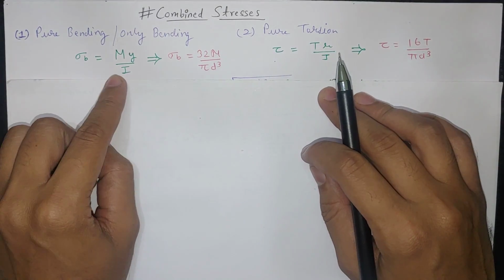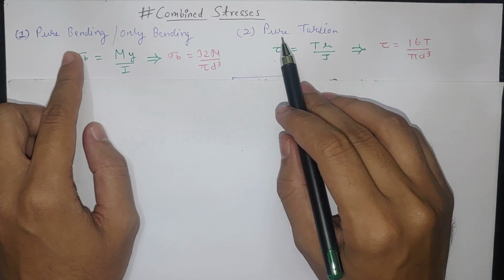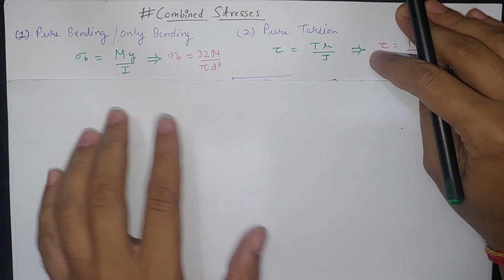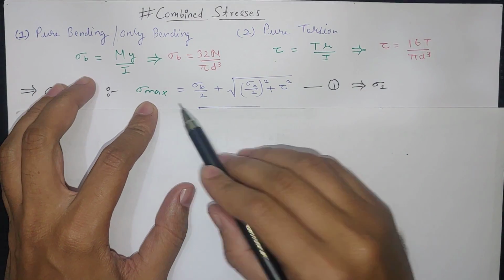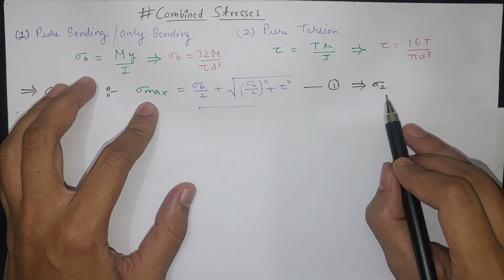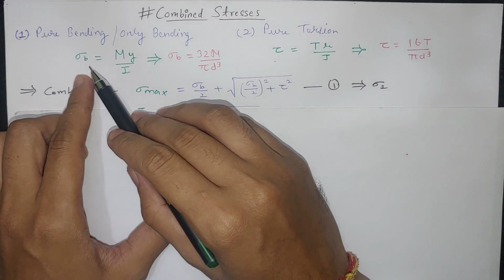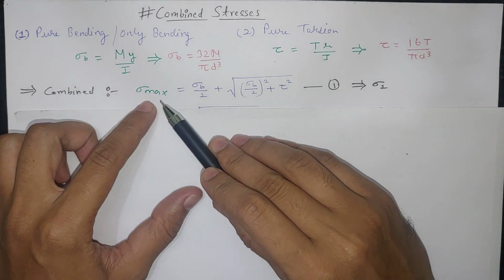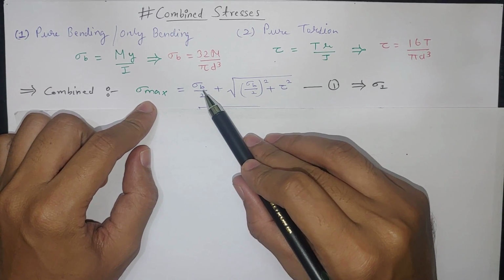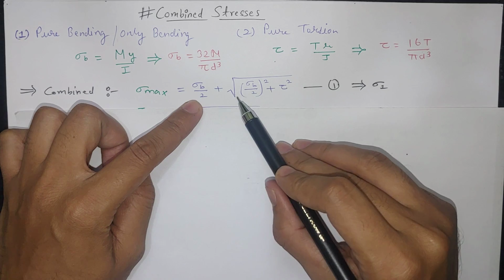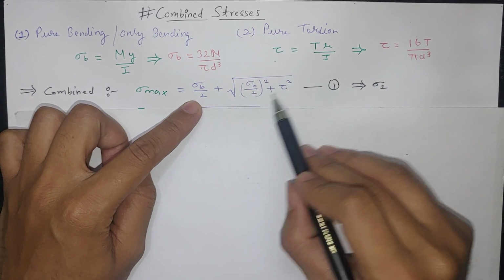And if we apply bending load and torsion load, then combined stresses will be generated, and to calculate that we have this formula, where sigma maximum means principal stress 1, sigma 1. To calculate it, we have to use these two formulas only. First we calculate sigma b and tau, and then sigma 1, the maximum principal stress, is sigma b divided by 2 plus under root of sigma b divided by 2 whole square plus tau square.